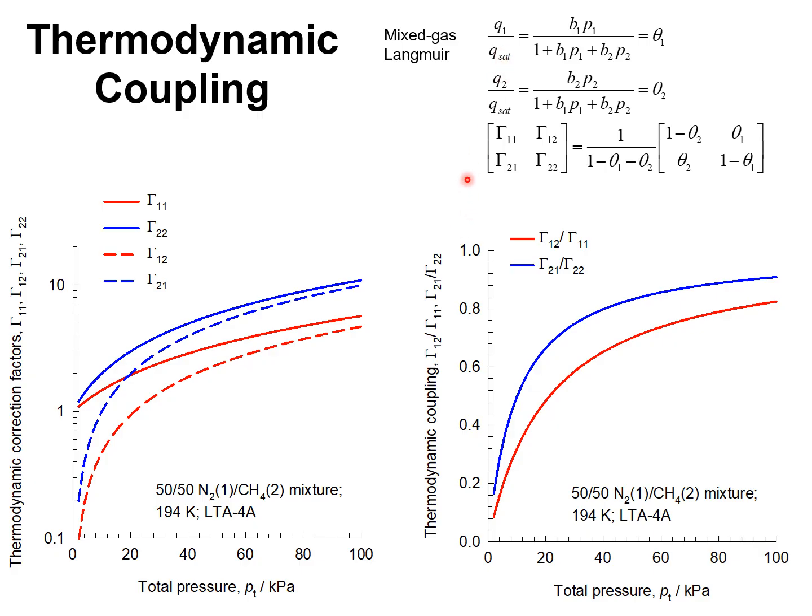The matrix of thermodynamic correction factors can be determined analytically, and the expression for the 4 elements of gamma are shown here, where you note that the off-diagonal elements, gamma 1,2 and gamma 2,1, are proportional to the component occupancies.